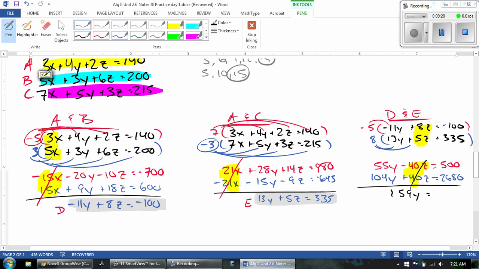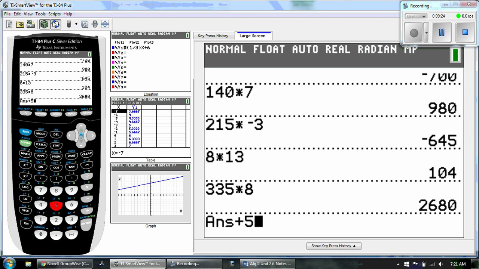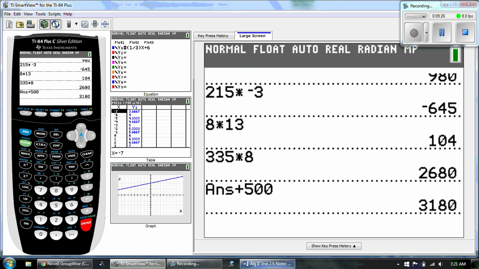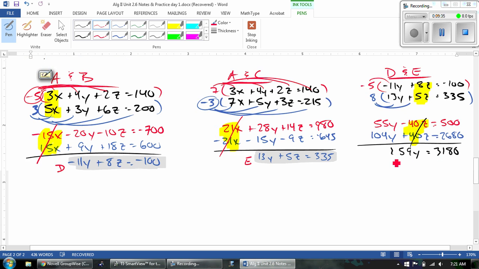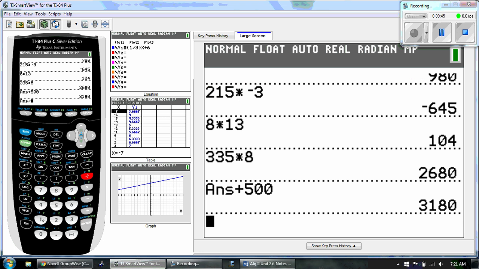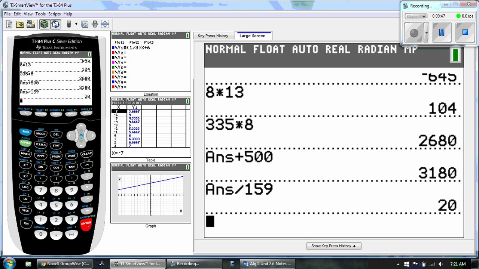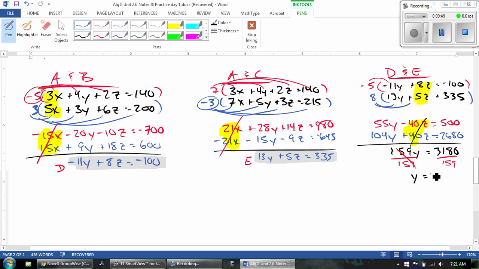159y equals 2,680 plus 500 equals 3,180. Now, don't be scared of the big numbers, okay? We have calculators. Okay, so we're going to divide that number by 159, and we get 20. Sweet. So we got one of our answers. That's great.